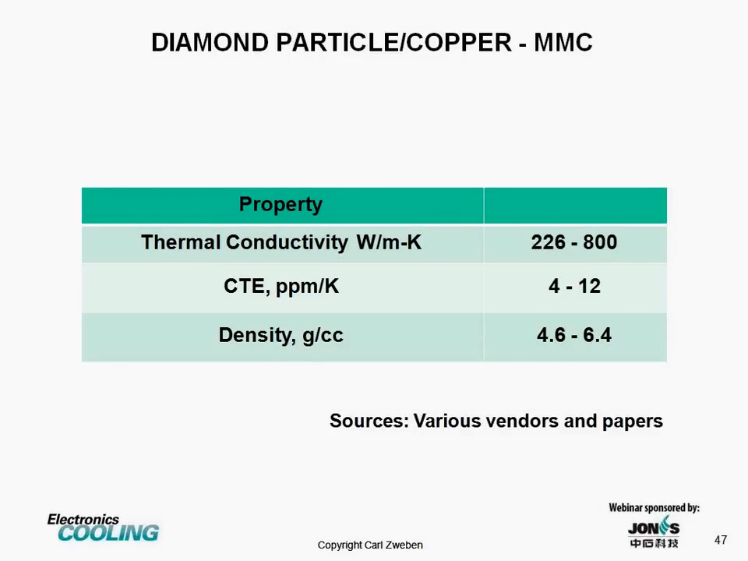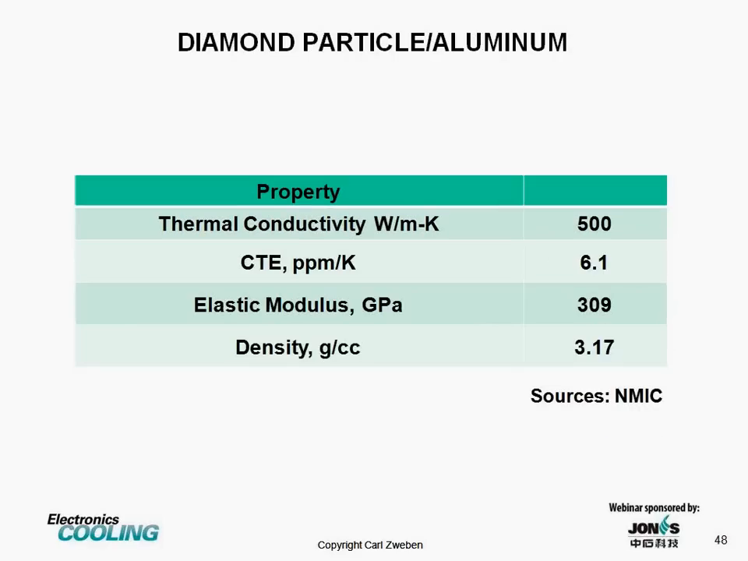So we're going to look at a number of diamond particle reinforced metal matrix composites, in this case copper. And as we've seen, we can get isotropic thermal conductivities as high as 800. We can get low CTEs that again are tailorable, and densities significantly lower than that of copper.